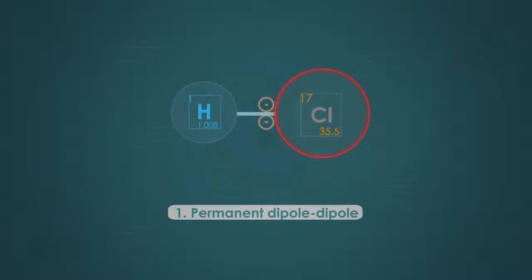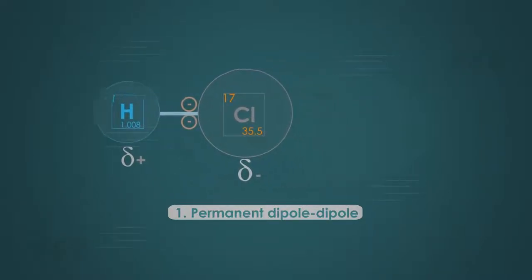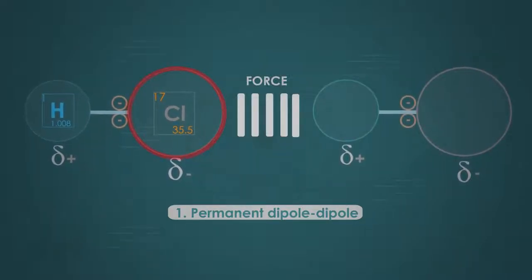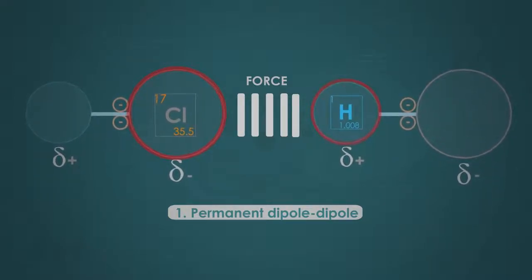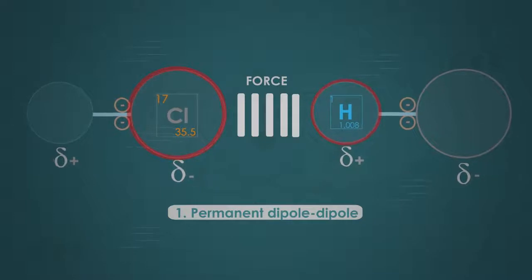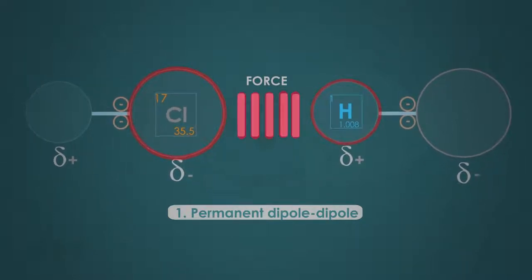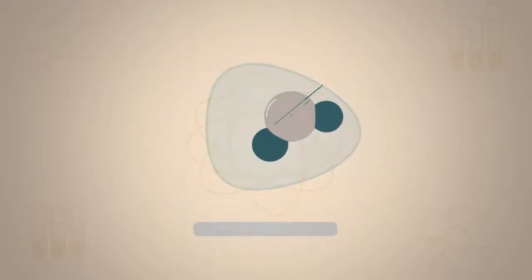We can represent the hydrogen chloride molecule as H delta positive, Cl delta negative. Thus, there will be an attraction between the delta negative on the chlorine atom of one molecule and the delta positive on the hydrogen atom of a neighbouring molecule. The diagram below shows the permanent dipole-dipole force between the two molecules of hydrogen chloride, indicated here by the red dashed line. The second type of intermolecular force is the hydrogen bond.